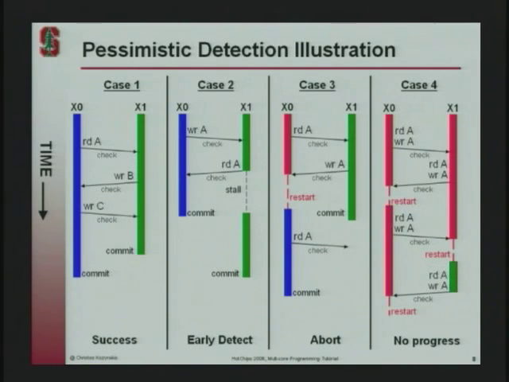And of course, it's not a difficult thing to break. You just basically award the earliest writer. Okay? But you basically have to be careful about any policy you come up with, because it may have an issue under some scenario. So that's pessimistic detection.